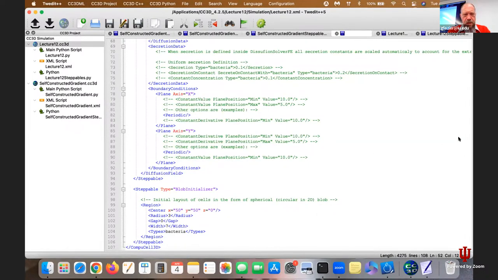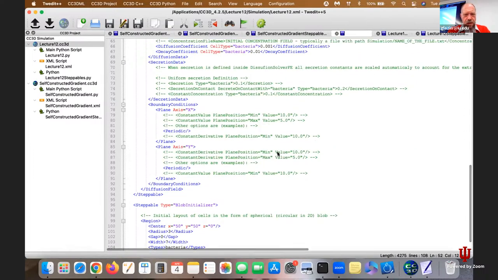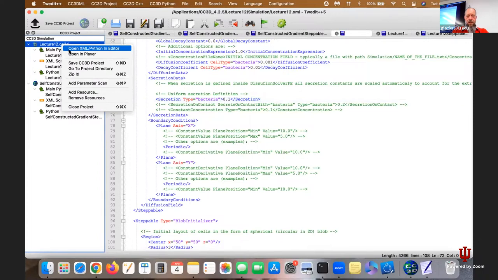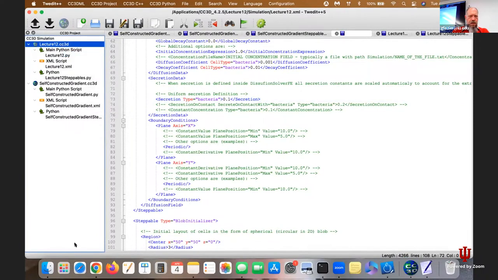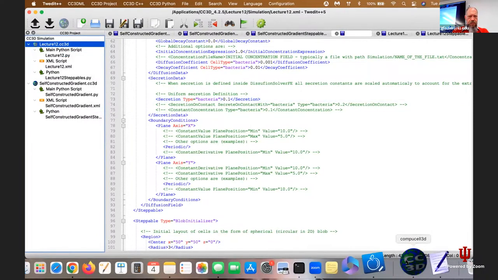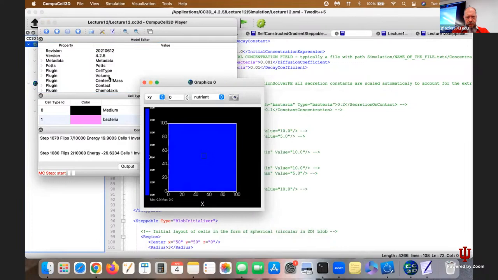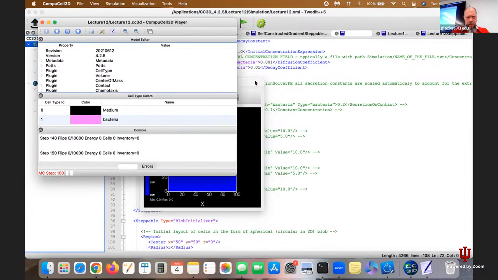Let's try something. Let's actually have the cell secrete. Turn on the secretion in line 73 and see if... I want to see some chemical in that field. I'm puzzled by why it's not giving us any chemical. Huh.